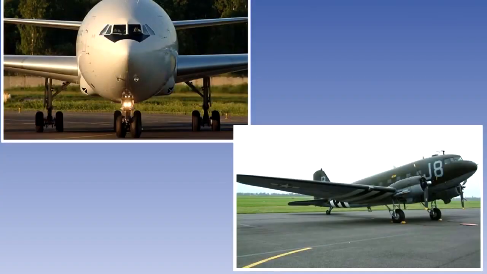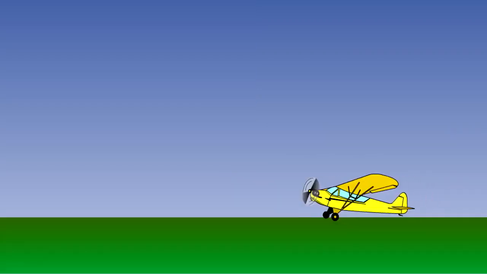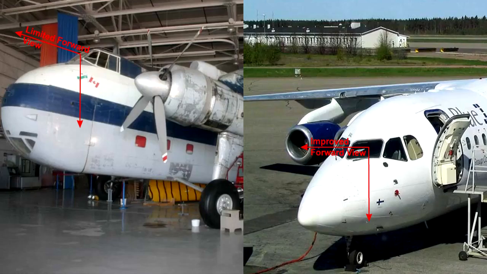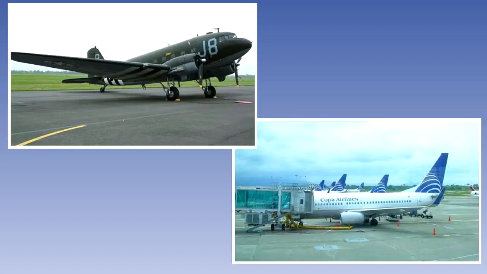The tricycle gear has a number of advantages over the tail wheel type. There is no danger of tipping over onto its nose whilst taxiing in a strong tailwind. And there is a greatly improved forward view on the ground for the pilot. And lastly, it produces a much more level platform for loading.